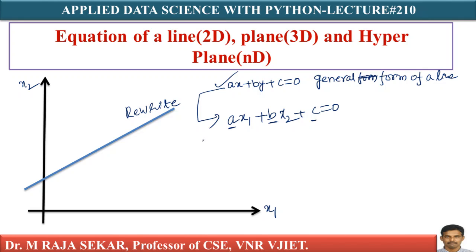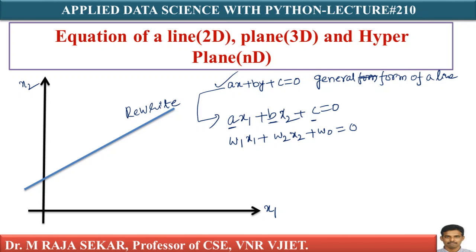So I can write ax1 plus bx2 plus c equal to 0 like this: w1 x1 plus w2 x2 plus w0 equal to 0. Now this is a more convenient form. If there are 100 dimensions, I can keep on writing w1, w2, w3, and so on up to w100, whereas it's difficult to write with the letters a, b, c.